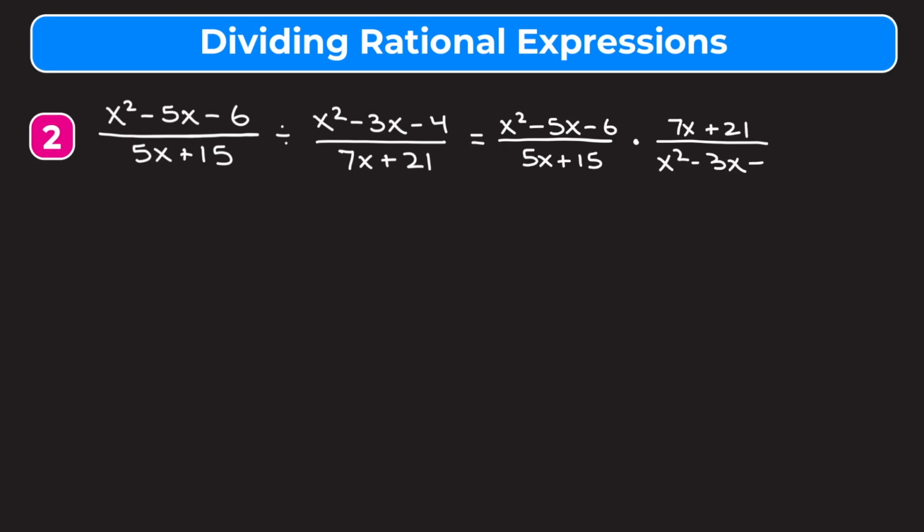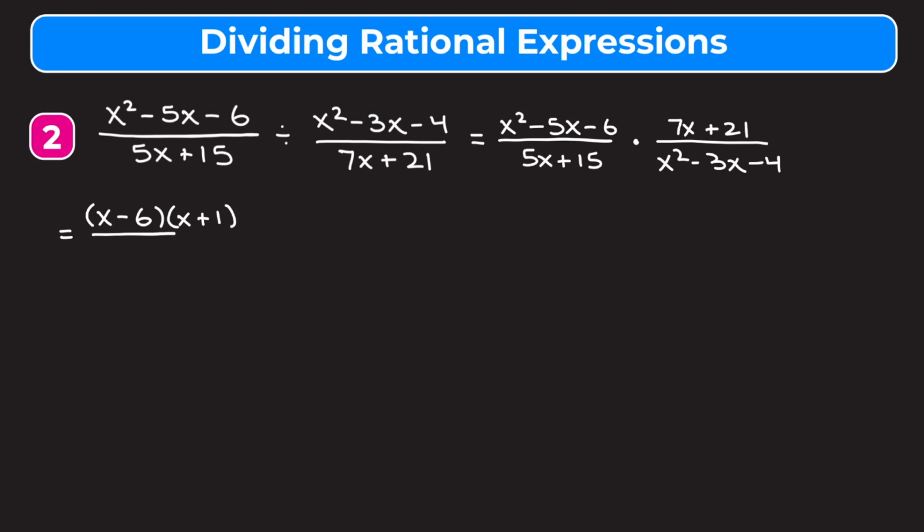And now what we want to do is factor the numerator and denominator of each fraction. So down here on the left, let's factor the numerator of the left fraction. We need to think of two numbers that multiply to -6 and add to -5. If you take a second and think about that, we should get x minus 6 times x plus 1, because -6 times 1 is -6, and -6 plus 1 is -5.